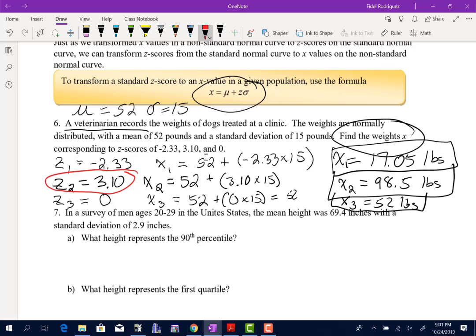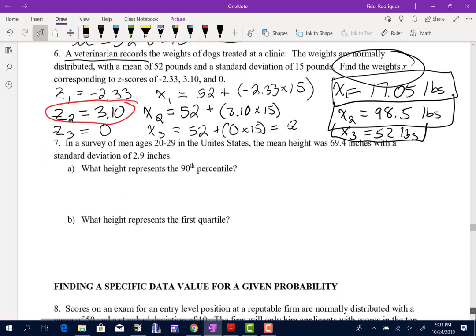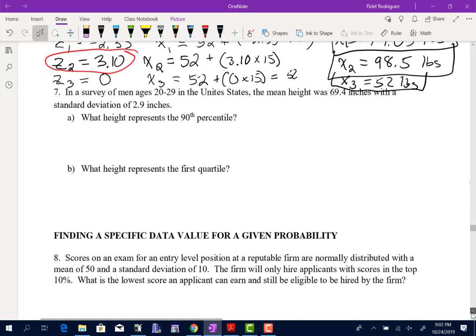Good? Cool. Okay, so guys, let's take a look at the next part here and see if we can figure out what we're supposed to do. Look what it says here, guys. In a survey of men ages 20 to 29 in the United States, the mean height was 69.4 inches with a standard deviation of 2.9. What height represents the 90th percentile?